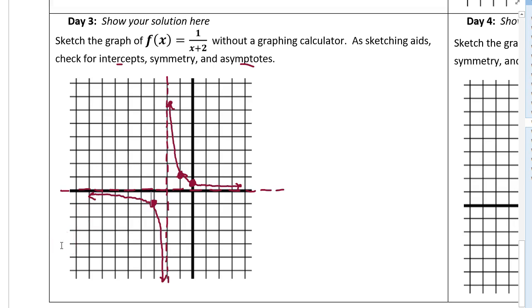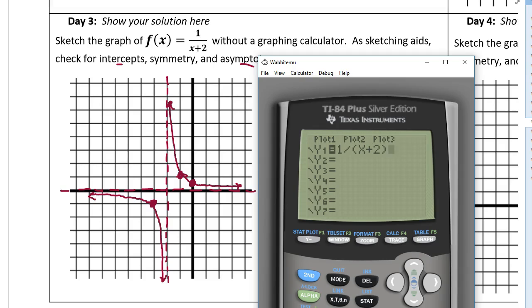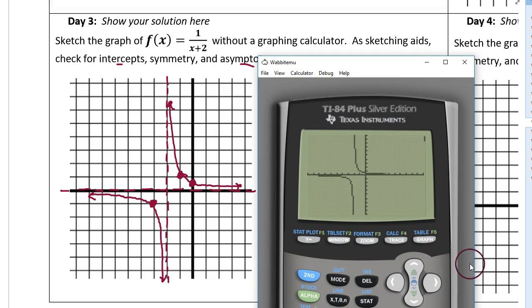Now let's graph that on the calculator and just check and see that we're right. So I've got the function typed in y1. Notice the parentheses grouping the x plus 2 as the denominator. And now push graph. Here's that first curve, here's that other curve. Notice that that does match what we predicted.